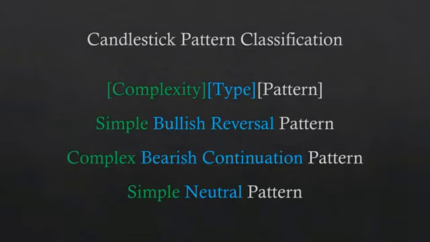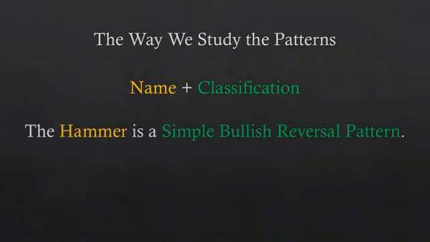The way we study various candlestick patterns is by saying their name and then saying their classification. For example, a hammer is a simple bullish reversal pattern, and in this case, the name of the pattern is hammer. And just by looking at the classification, we know that it is composed of one candlestick only, and it indicates that the price will go up immediately after the pattern appears.